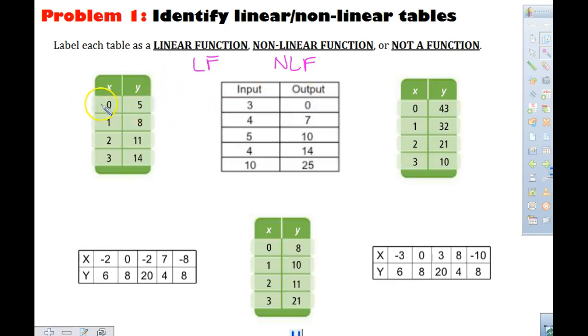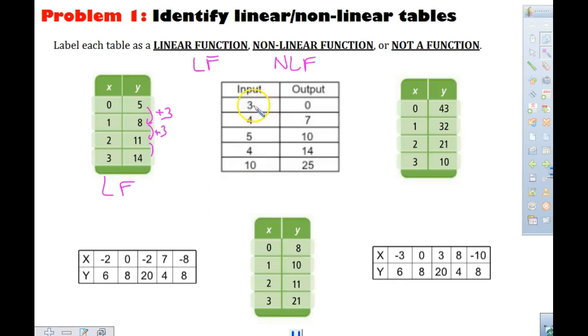So in this first one, I noticed that my x's are going up by 1s. So how are the y's changing? The first one is a plus 3. Is it always plus 3? Yeah. So this is going to be a linear function, right?